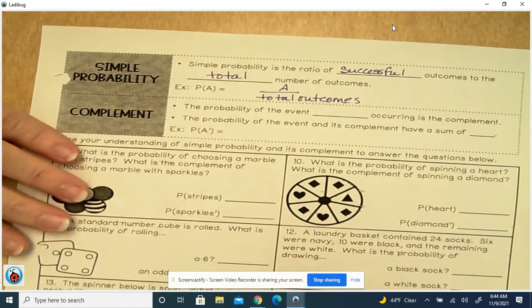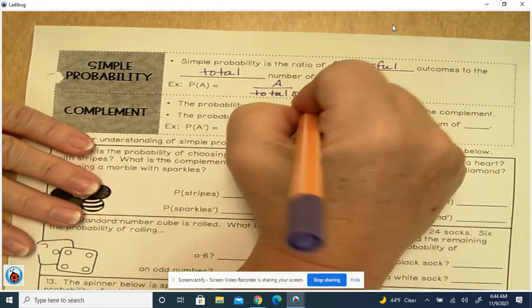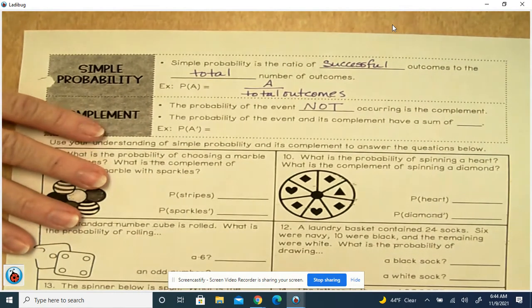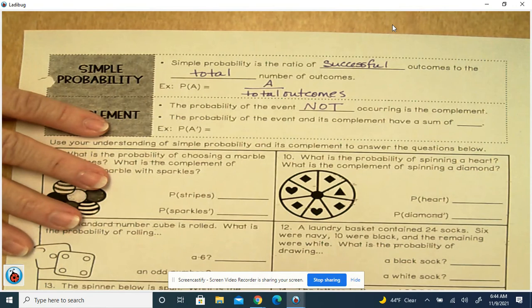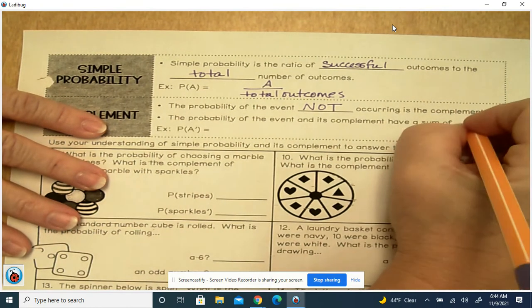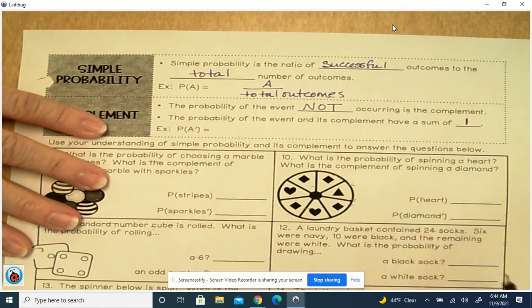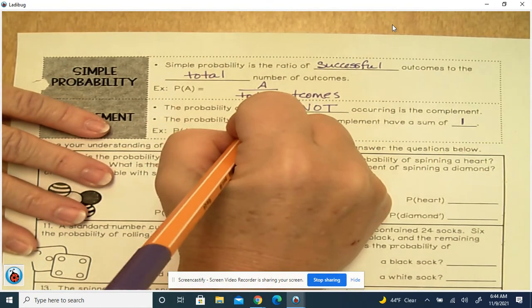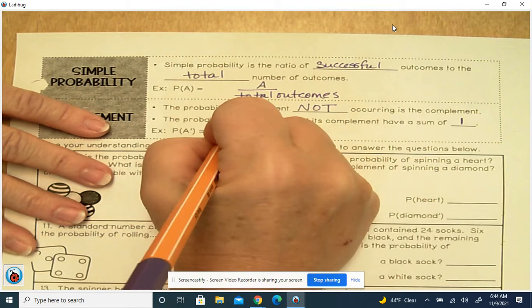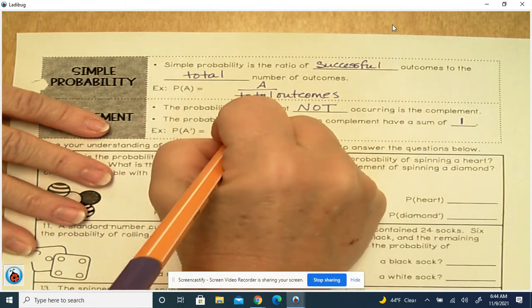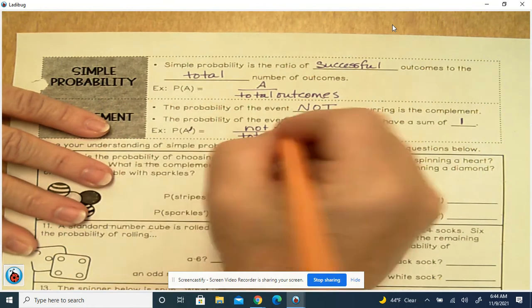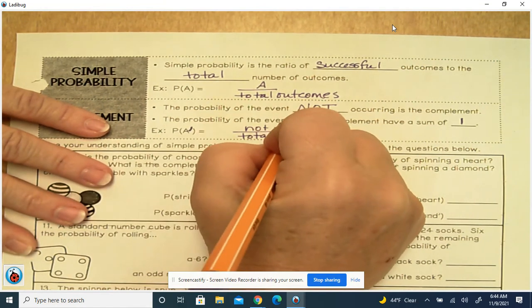The complement, the probability of an event not occurring, is the complement. The probability of the event and its complement have a sum of 1. So the probability of not A, so we've got not A over total outcomes. And that's what this little tilde mark right here means.